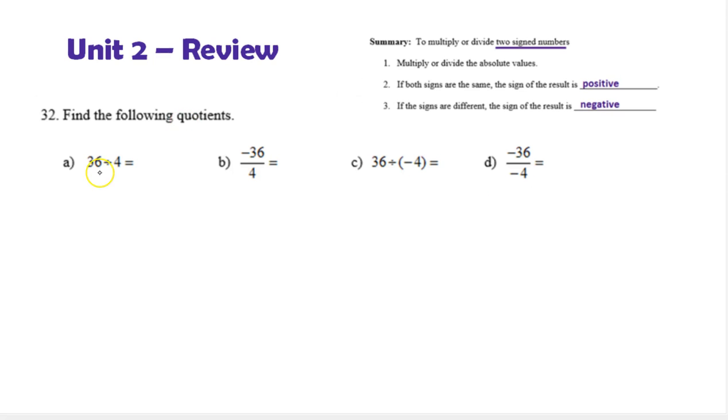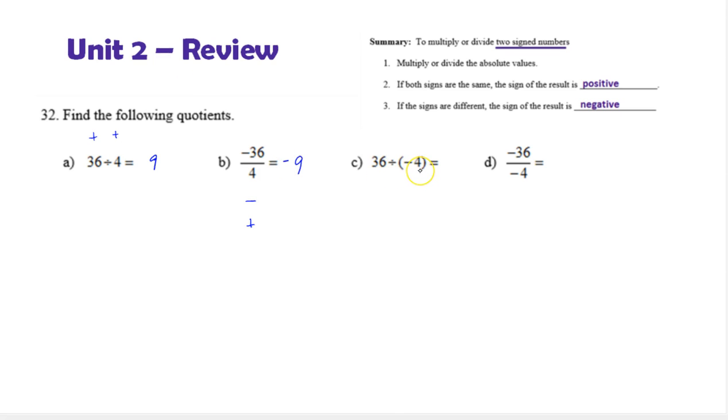Okay. So now we have division problems. We have them written in fraction form and using a division symbol. Same idea, divide the absolute values, then use the signs of the original numbers to determine whether the result is positive or negative. So these are both positive. 36 divided by 4 is 9. Both of the signs are the same, so the result is positive. Okay. Here we have a negative divided by a positive, so two different signs. Divide the absolute values. 36 divided by 4 is 9. Since the signs are different, the result is negative.